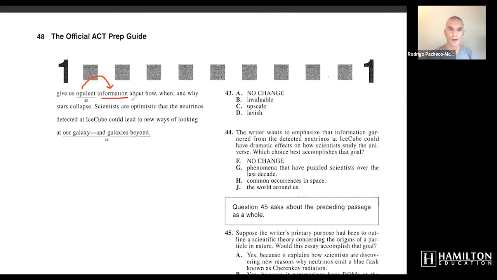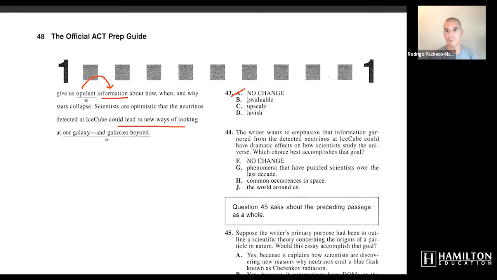Okay, so what might we say here? If we were to come up with a word on our own, we might say important information. I know that's pretty general. But why is it important? Because it would lead us to see the world, or the galaxy rather, in a new way, right? So it would be very valuable, very important information. Opulent doesn't work because opulent is used to refer to vast wealth. That doesn't really fit this context, wealth in a literal sense, so we can eliminate A.